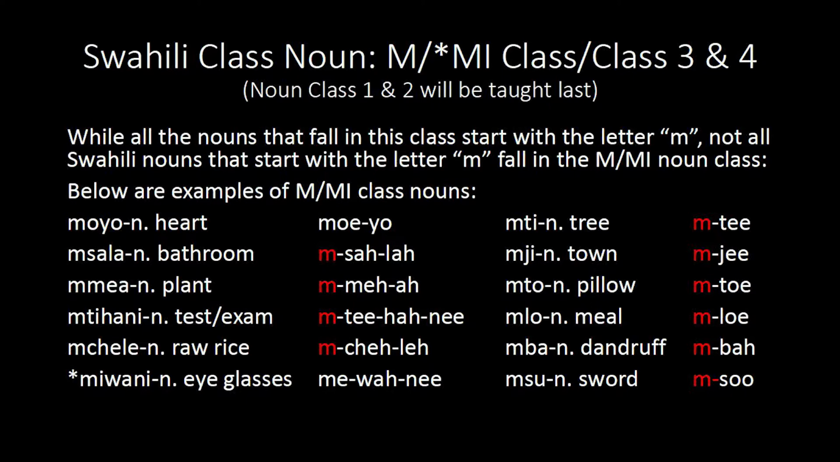In East Africa, they differentiate raw rice from cooked rice. And so the word for raw rice is chele. This word here, which is pronounced miwani, means eyeglasses. And the reason this asterisk is here indicates that it is already pluralized. It's already in its plural state. And that's why you have eyeglasses rather than eyeglass. So the word is pronounced miwani.